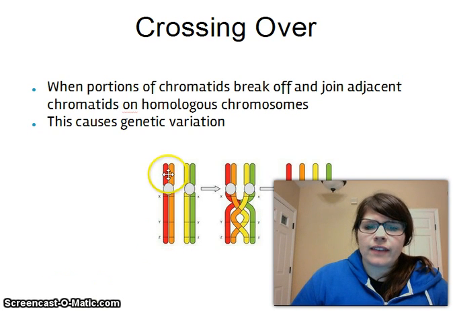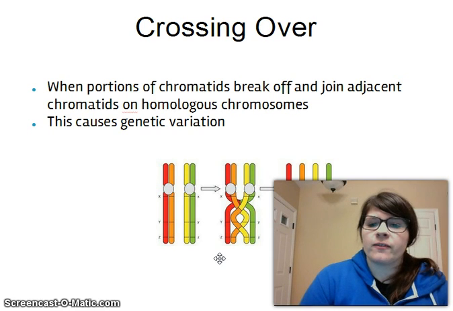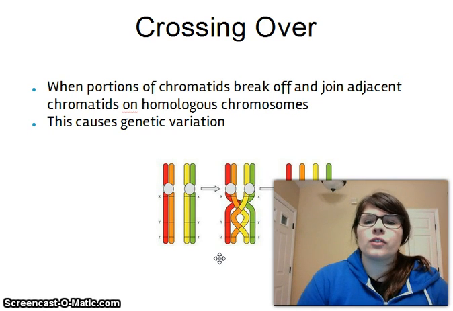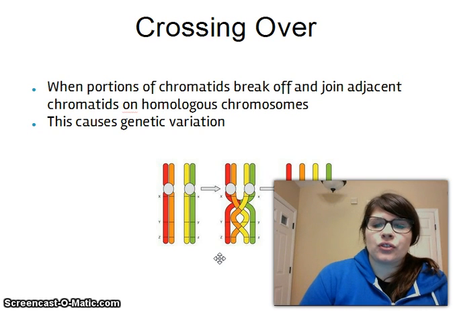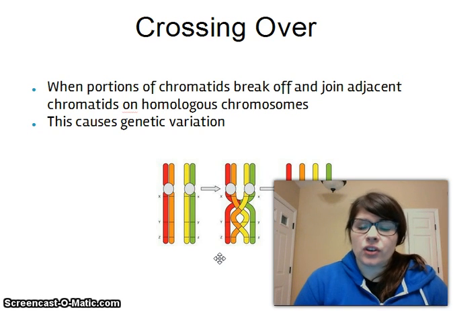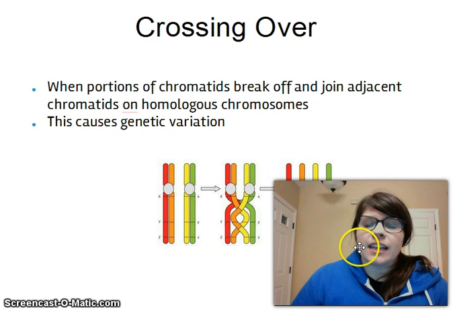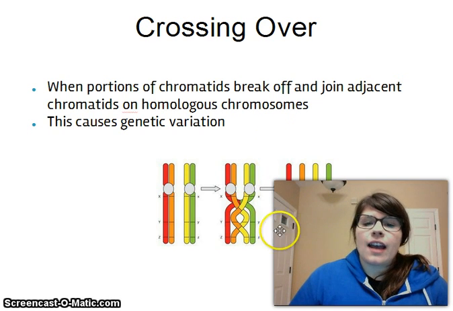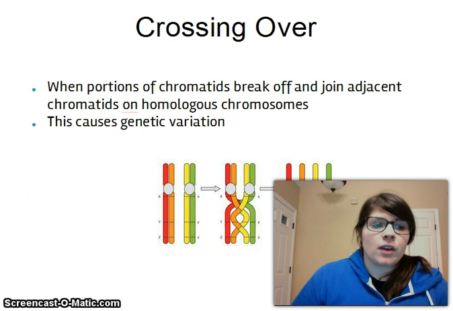So as you can see, we have the red chromosome, we have the orange chromosome, we have the yellow, and we have the green. And what's going to happen is they're just going to become very close. They're going to intertwine, and then pieces of them are going to break off and join to adjacent chromosomes. And as you can see over here at the end, those adjacent chromosomes are having pieces of another original chromosome on them.